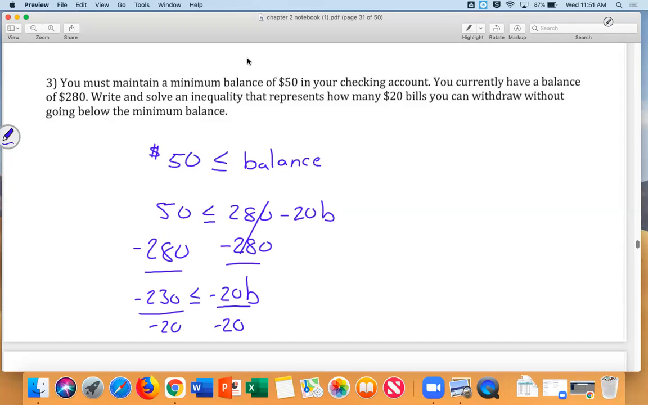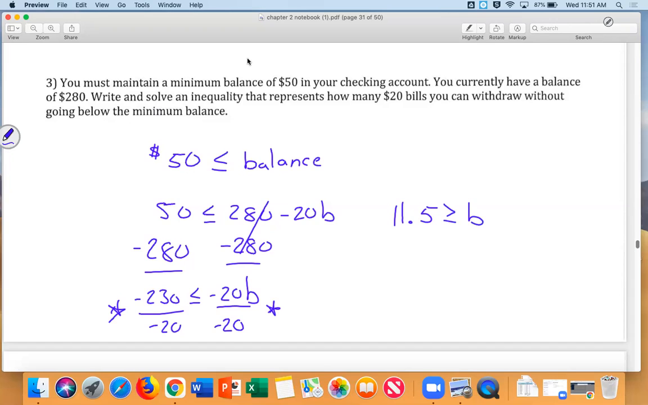And Nate, this is what I was going at with you. 230 divided by 20, what is that? It won't be a whole number, but what number is it? 11 and a half. So I have 11.5, flip my sign, right?